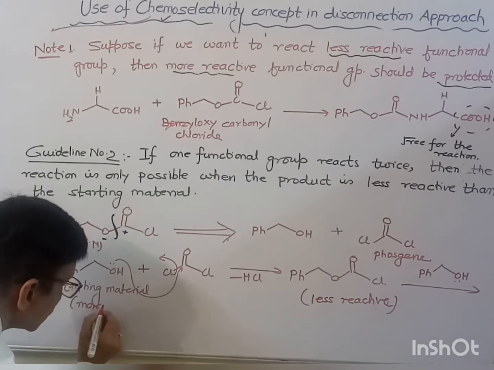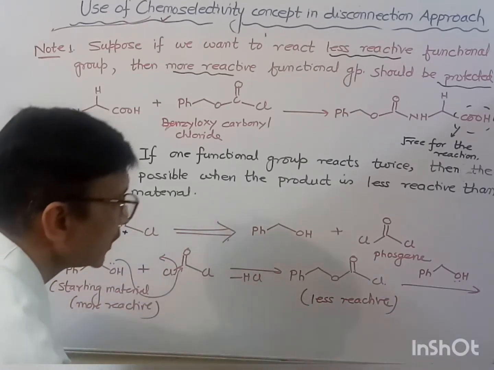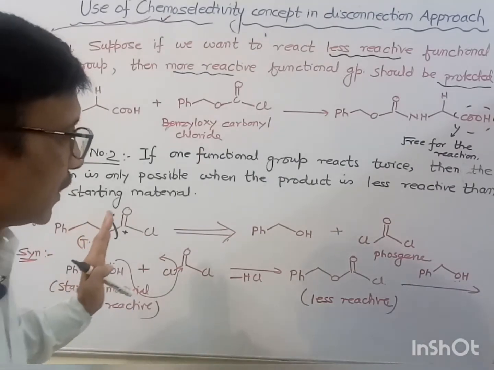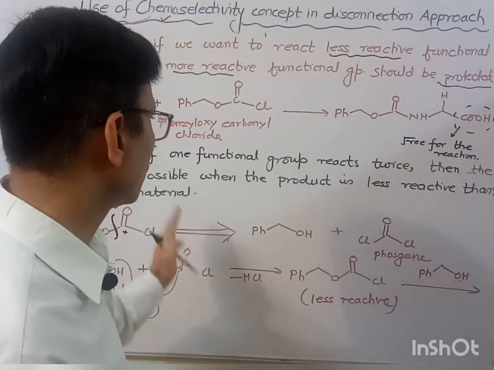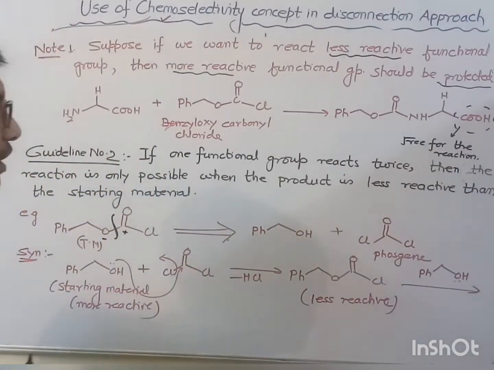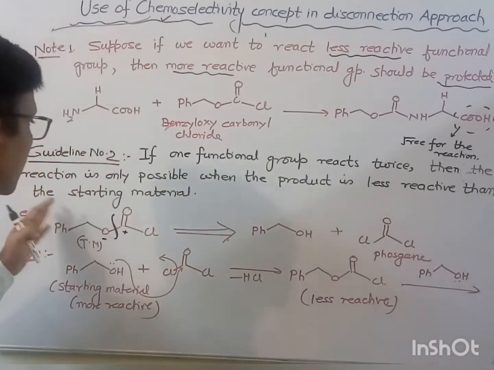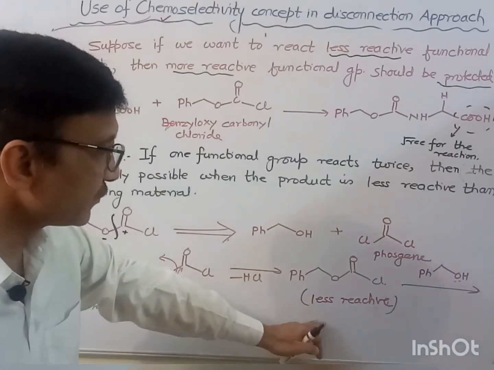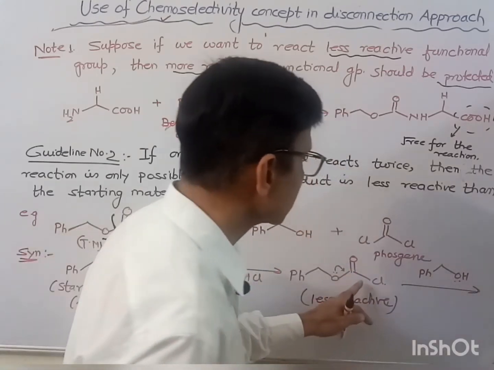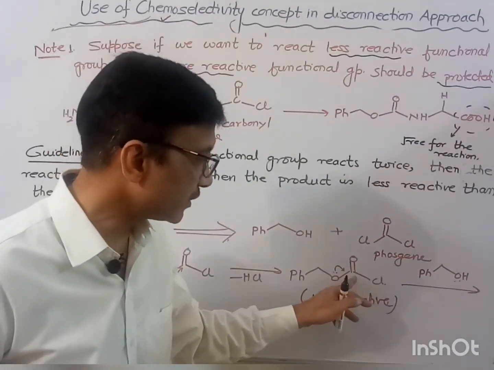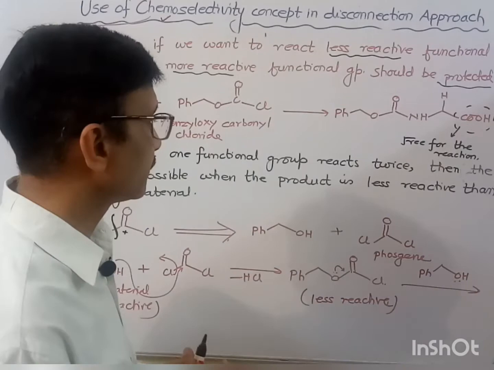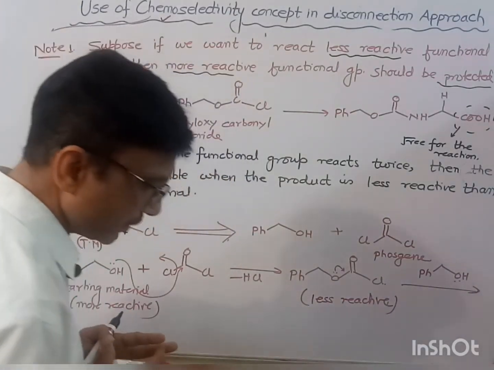So if the product formed is less reactive than the starting material, then the functional group reacts only once. The reaction is only possible when the product is less reactive than the starting material. Why is this less reactive? Because resonance may occur here, which makes this a weaker electrophilic center. So the further reaction with benzyl alcohol will not occur. So this is our guideline number 2.